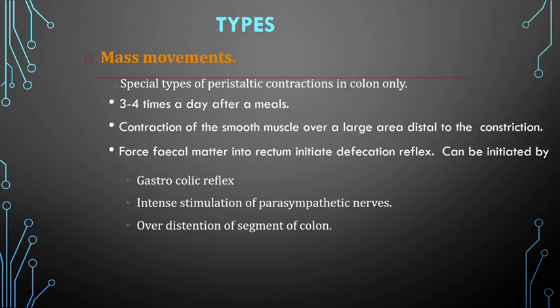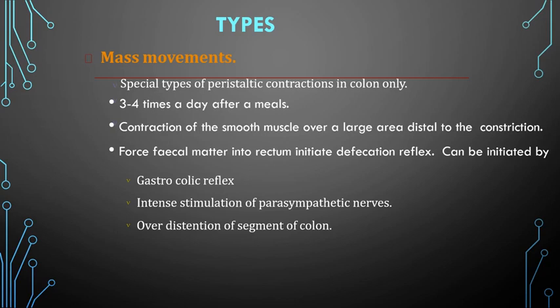And the mass movements, which are a very important type of movement in the large intestine, are special types of peristaltic contractions which are seen in the colon only. It takes place 3 to 4 times a day after a meal. There is contraction of smooth muscle over a large area distal to the constriction. So this is the important point. The contraction of the smooth muscle takes place over a large area. That's why it is called mass movement. It involves a larger area.